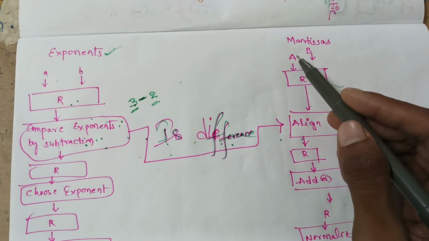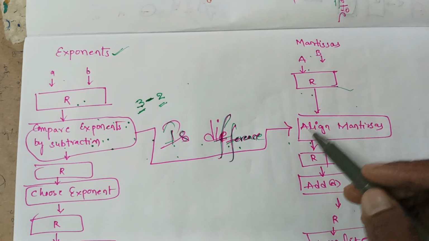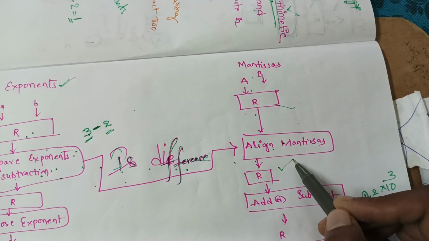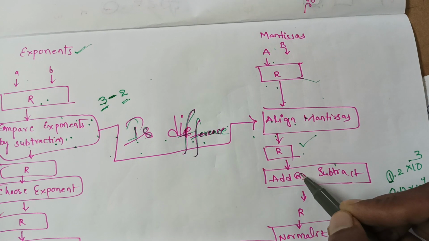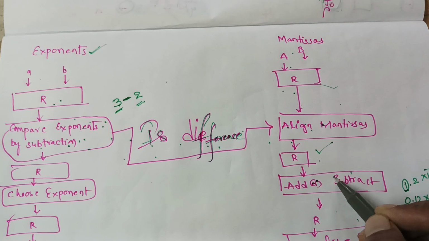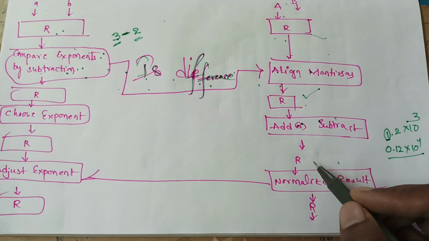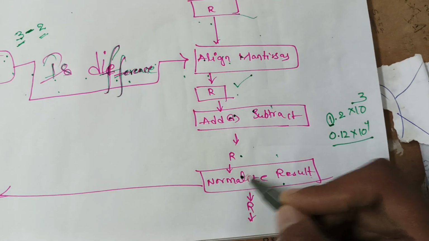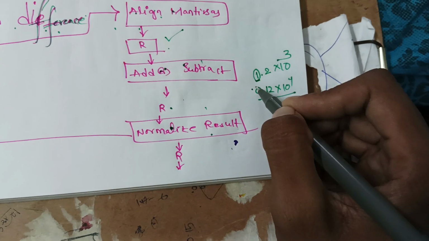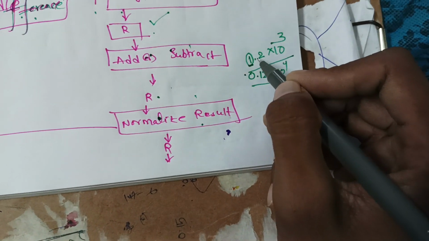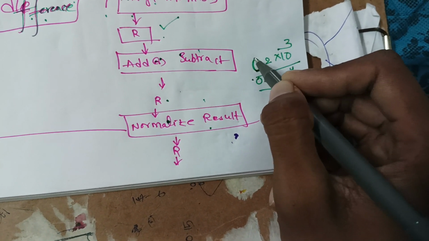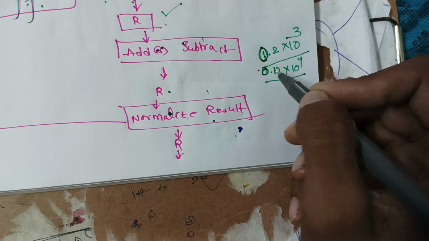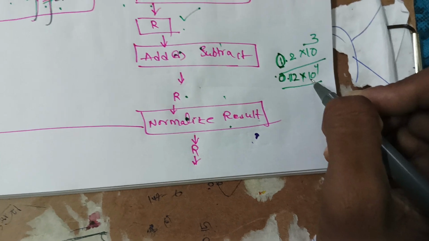After that we store the mantissa values into a register. If there is a difference, we have to align the mantissas. After aligning the mantissas we store them into a register. After that we add or subtract the mantissas and store the result in R. Then normalize the result. What is normalization of a result? If I have the value 1.2 into 10 cube, here before the decimal point there should not be 1 according to the normalization process, so we shift it to 0.12 into 10 power of 4. This is the normalized result.